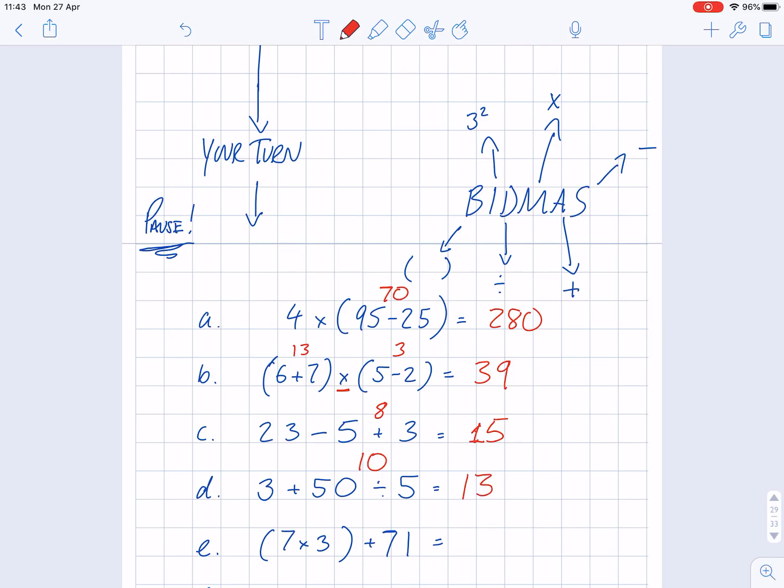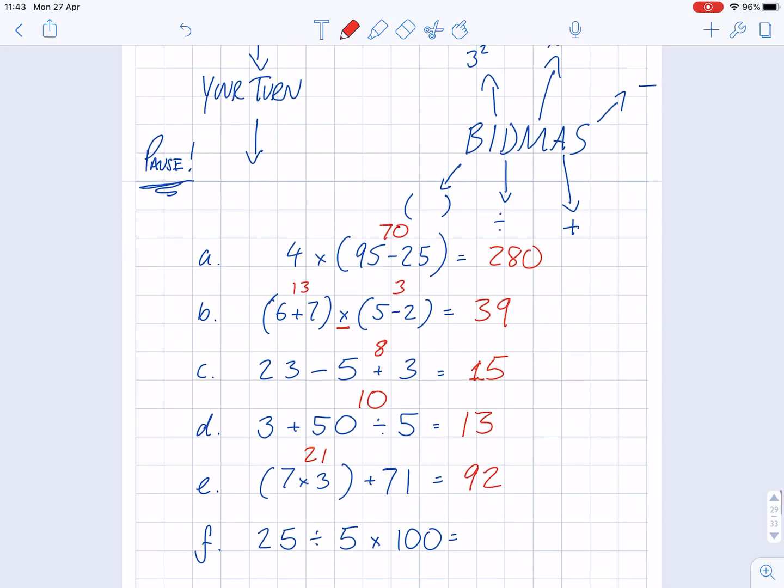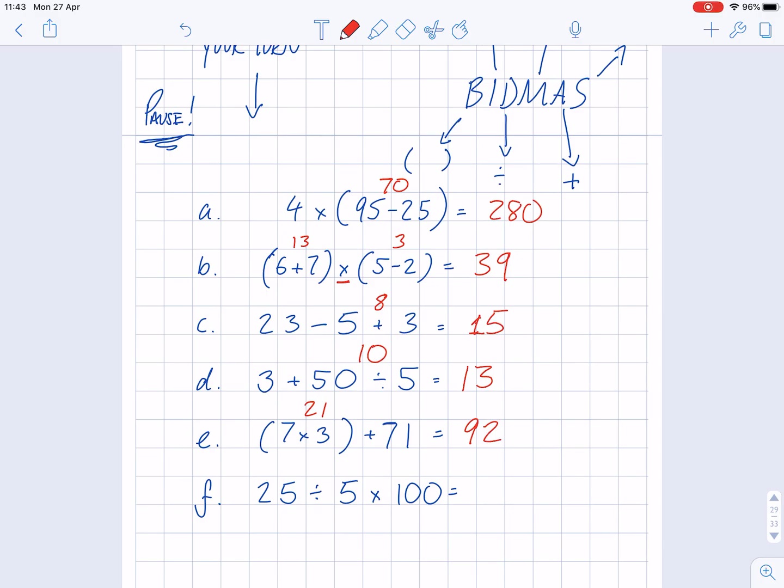See what we're doing? And then the last one, I've got a bracket and an addition, so my bracket comes first. What is 7 times 3? It's 21. Add 71 would be 92. And did we have one more? Yes, we did. The last one, I've got a division and a multiplication. Which bit comes first? It's division. 25 divided by 5 is 5. 5 times 100 is 500. So there's my answer.